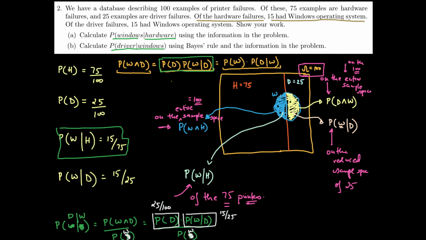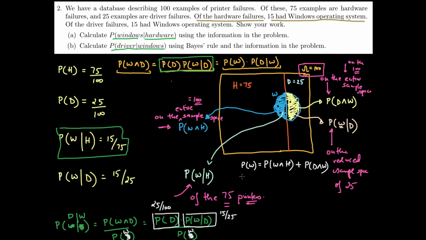Well, probability of W is this entire piece over here, which is the shaded region in blue plus the shaded region in yellow, because when I add the two together it gives me the entire blue circle, which is W. So P of W is equal to the shaded region in blue, which is P of W and H, plus the region in yellow, which is P of D and W.